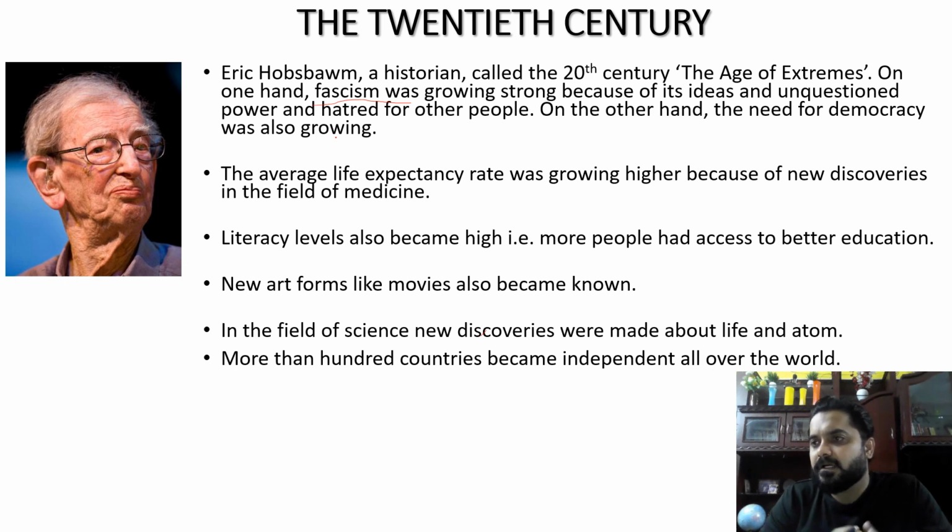Like if we see, fascism was growing in Europe on one hand, and the demand for democracy was increasing on the other hand. But what is fascism? We have to understand the meaning of fascism. Fascism is a political ideology that emerged in the 20th century in Europe.